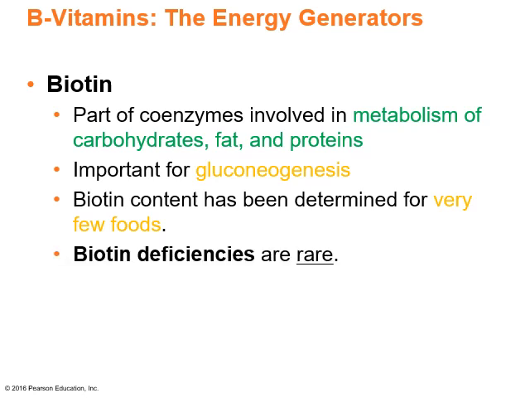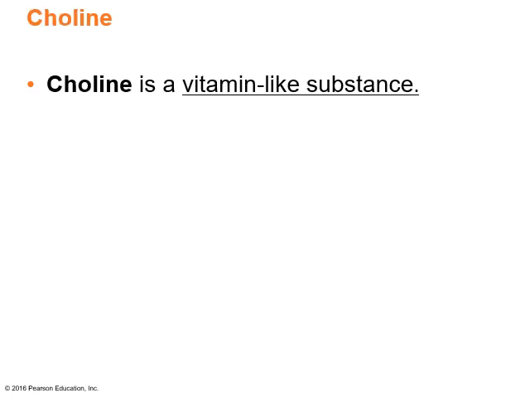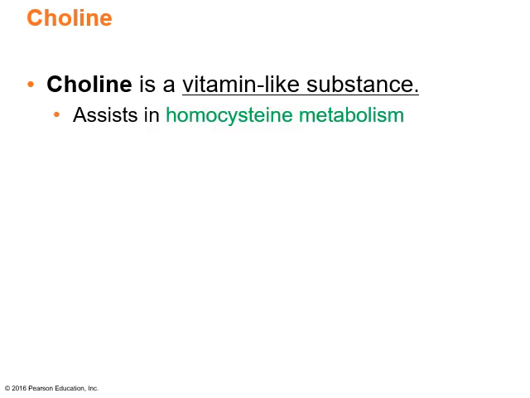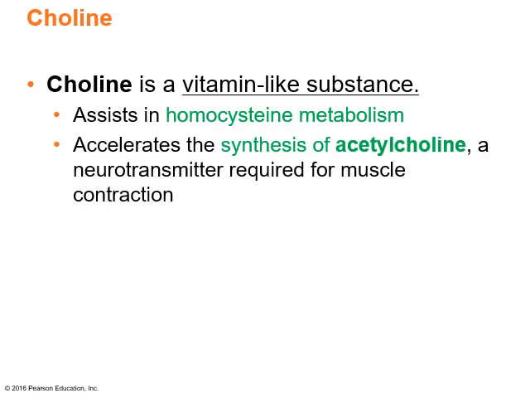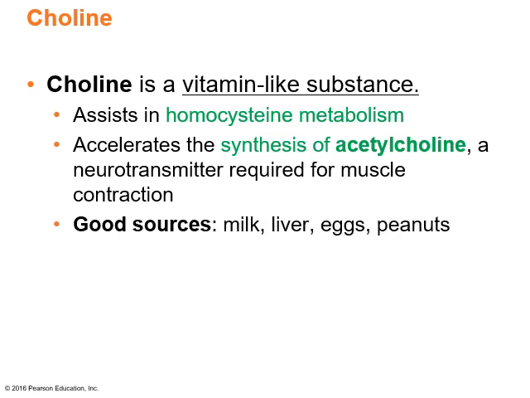Biotin deficiencies, on the other hand, are rare, so that's good to know. Choline is a vitamin-like substance. It assists in homocysteine metabolism. It can accelerate the synthesis of acetylcholine, which is a neurotransmitter required for muscle contraction. You can imagine why that would be important, for our muscles to fire the way we need them to.